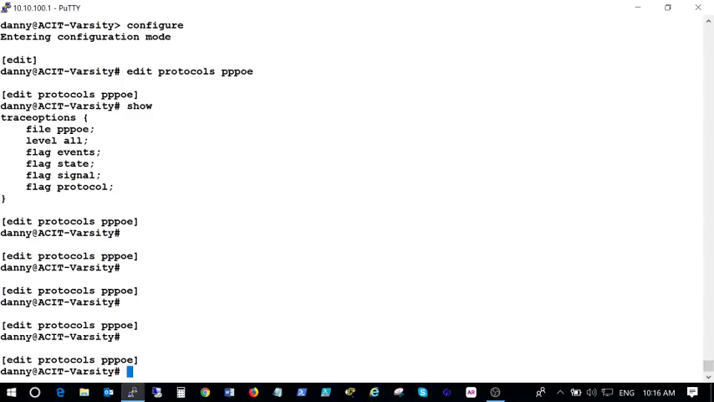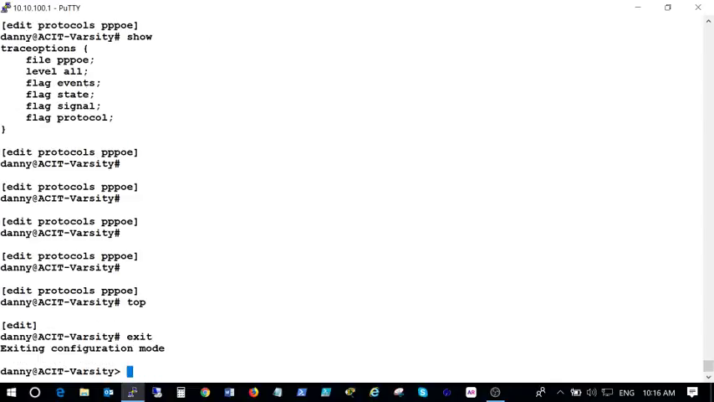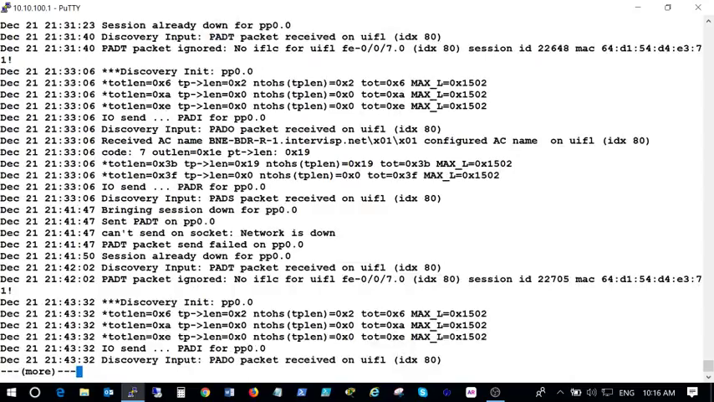So let's go and take a look then. How would I look then at what's been recorded for this protocol? How would I go about looking at those events? Any ideas? I'm just going to exit out of there. Back in operational mode, I want to show the content of that file. How do I do it? It is show log, and now the name of the file, PPPoE. Right, now I'm looking at that file.